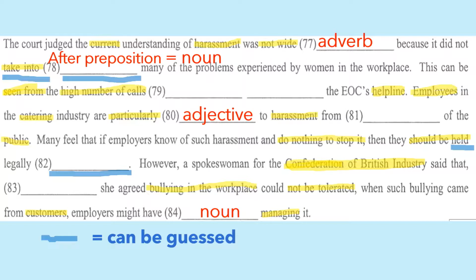So the catering industry are something. So it's an adjective describing the catering industry, like hotels and restaurants. To harassment from is a preposition, so we are going to put a noun there. Okay. Many feel that if employers know such harassment and do nothing to stop it, they should be held something. This is an expression you need to know. Held, to behold, adjective. Okay, to behold closely, for example. To behold close.